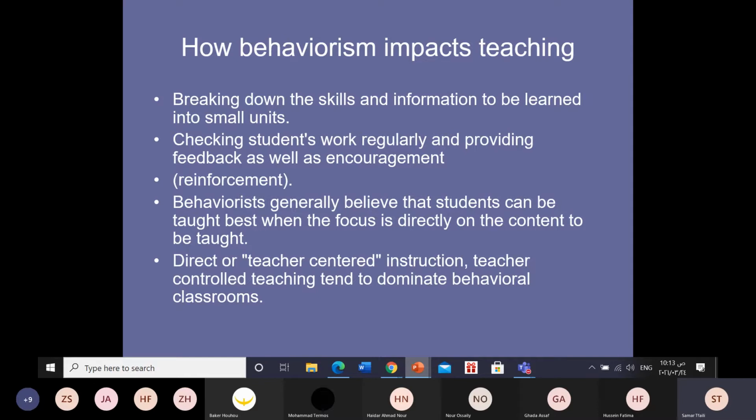So students in behaviorist-based classrooms are taught in teacher-centered lessons, or if you want, direct instruction. In this case students tend more to learn the procedural content, not the conceptual content. They learn more, maybe, there is a tendency to learn the procedure more than the concept.